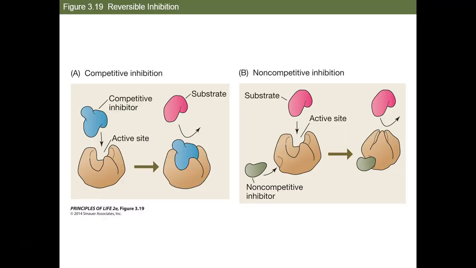Figure 3.19 shows both types of reversible inhibition. On the left is competitive inhibition, where the inhibitor binds at the active site. This does not allow room for the substrate to attach. The right side shows non-competitive inhibition. You can see the inhibitor binding on the enzyme side, which changes the enzyme shape and does not allow the substrate to bind.